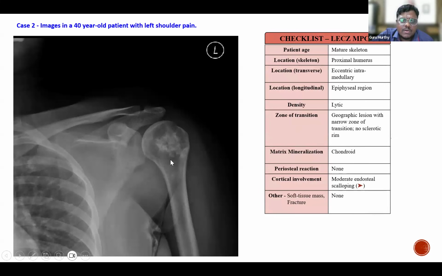The zone of transition is narrow. There is chondroid matrix: a hazy, arc-like, clumped, mesh-type network of density, which is usually chondroid in nature. Osteoid will be homogeneous, amorphous, cloud-like. If you see these mesh-type hyperdensities, that usually signifies chondroid mineralization. And as such, there is no periosteal reaction, but there is a moderate amount of endosteal scalloping.